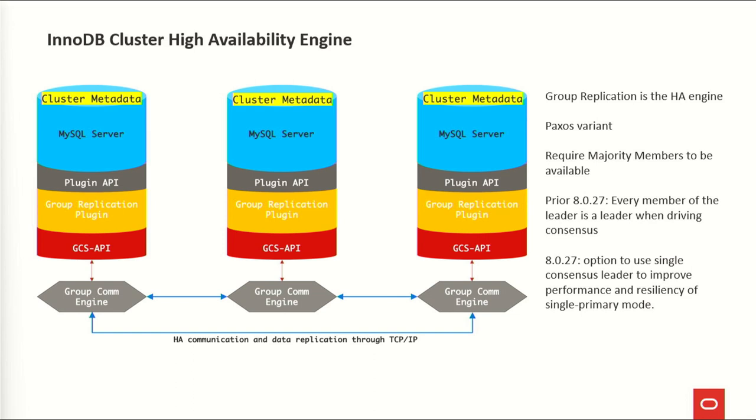But after 8.0.27, because the majority of the users that use InnoDB Cluster are using single primary mode, as of 8.0.27 you can actually configure it to use a single consensus leader. That means the primary node will be the leader to drive the consensus, and it will improve the performance and resiliency.